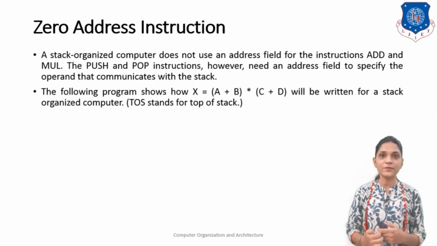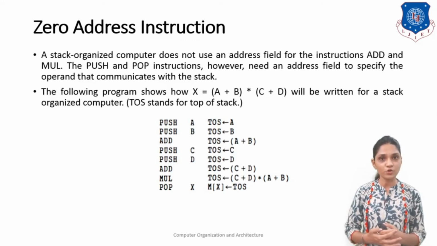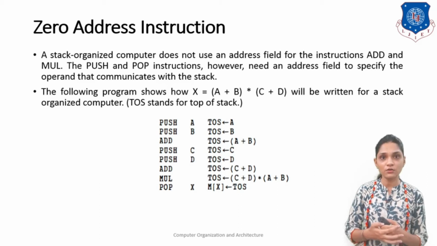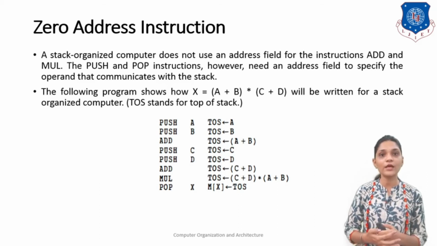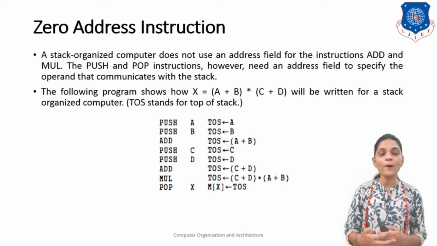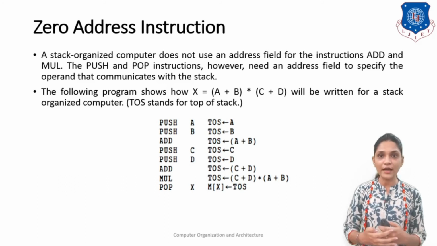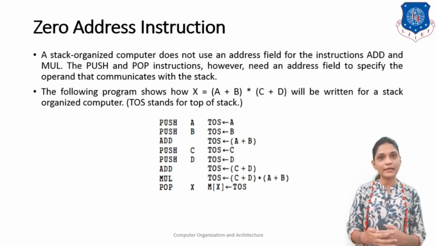Here TOS represents the top of the stack. So let me see the example. The first instruction is PUSH A, so the content of location A is going to be stored at the top of the stack. Then we will use the instruction PUSH B. This instruction will store B at the top of the stack. Then we will use the instruction ADD. This instruction will pop the top two locations of the stack, do the addition operation, and then store the result at the top of the stack. So the result of the addition of A and B is stored there.